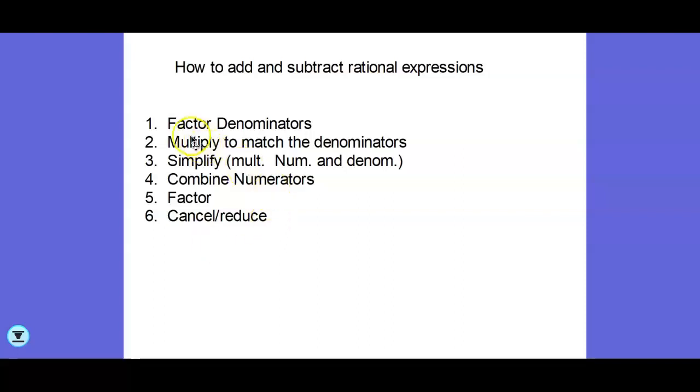expression. So the first thing is going to be to factor your denominators. And after that, you can multiply to match, simplify, combine, factor, and cancel. So steps 2 through 6 we've done already today. But step 1 is the new one, which is the granddaddy of them all. So I'm just going to do a bunch of examples at this point, and then I'll let you guys do a bunch of examples. And we'll go over those examples and see how you guys did. And then after that, we'll be done with our lesson for the day. So let's go ahead and take a look at them here.